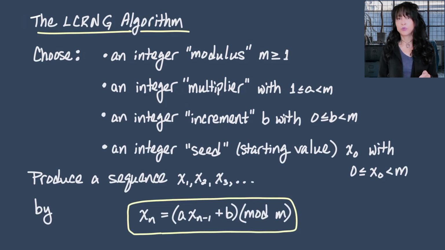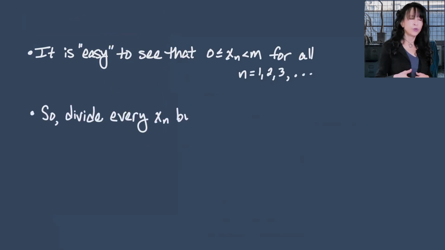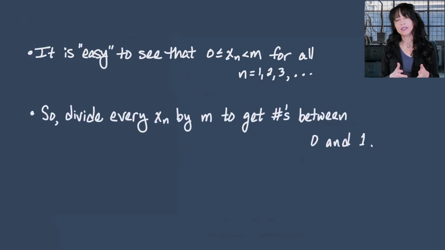We want real numbers between 0 and 1. It's easy to see, based on how modular arithmetic works, that all of the values produced in this sequence, the x1, x2, x3, etc., are going to take on values potentially 0, 1, 2, up through m minus 1. So we could divide everything by m, and we'll have numbers between 0 and 1. You might also want to argue that you could divide by m minus 1. That's a possibility as well. But for linear congruential random number generators, we divide by m.